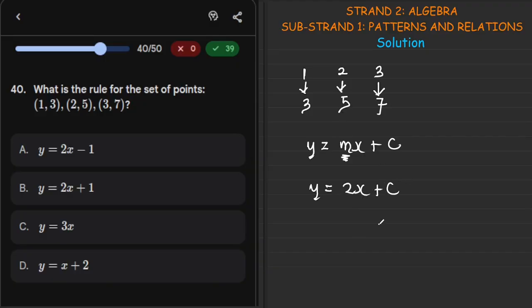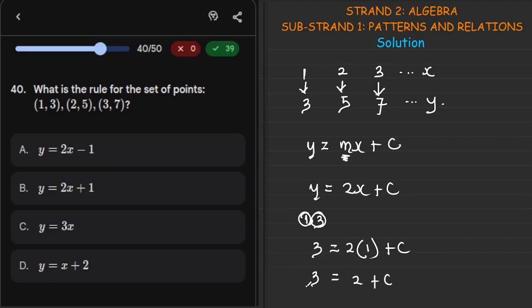Now, to find the value of c, you can take any of the pairs. In this case, I'm going to take 1, 3. So with 1, 3, it simply means my x is 1 and then my y is what? 3. So substituting, we have our y, which is 3, equals 2 into bracket our x, which we have said to be what? 1, then plus c. We have 3 being equal to 2 times 1, which gives us a 2, then plus c.